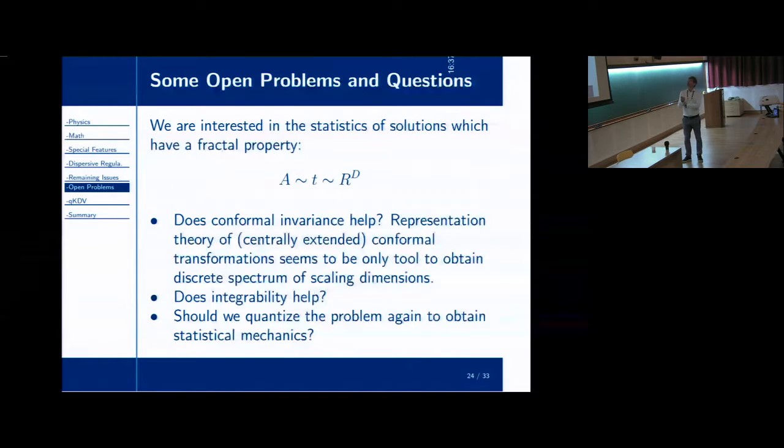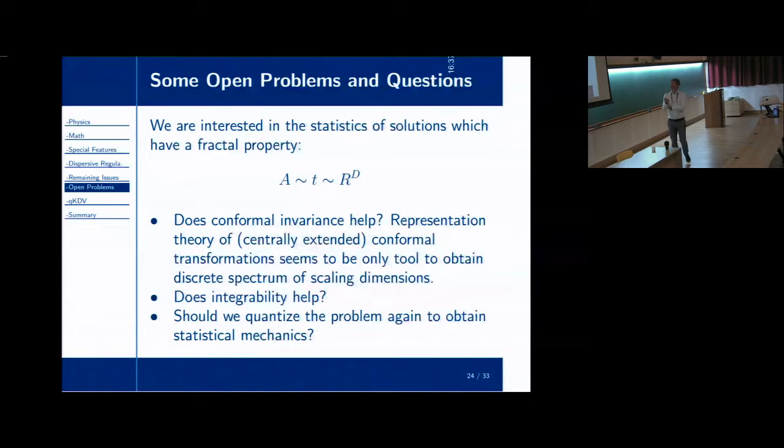the droplet. So the fractal dimension of the droplet displays itself in the fact that the area of the droplet is proportional to the radius, the size of the droplet, to some fractional power, which is the fractal dimension of the problem. And we want to try to understand that.